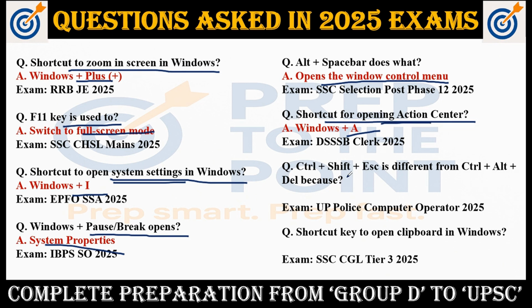Control plus Shift plus Escape is different from Control plus Alt plus Delete because it opens Task Manager directly. Control plus Shift plus Escape is used to open Task Manager directly, while Control plus Alt plus Delete doesn't open Task Manager directly but helps to open Task Manager.